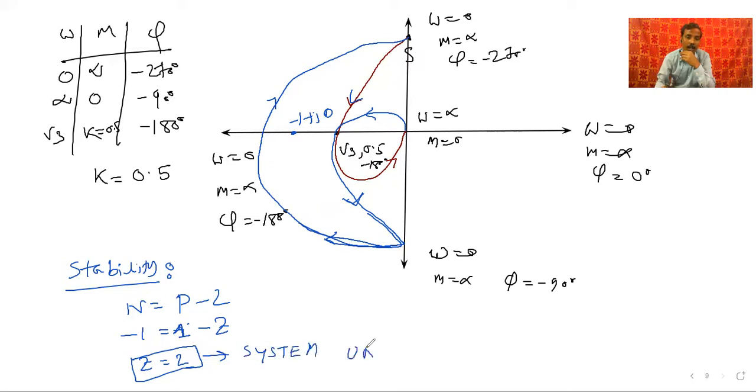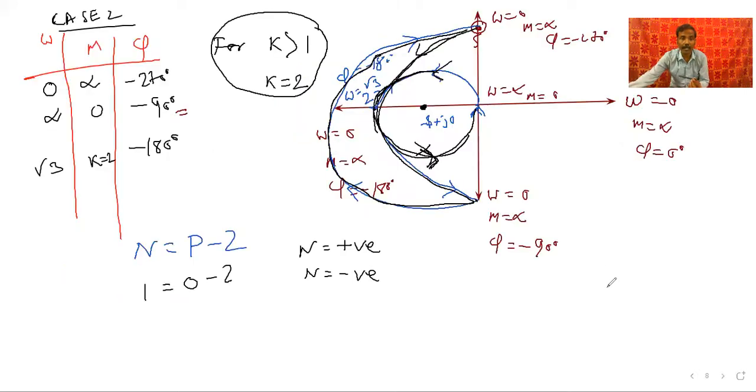This is the unstable system. So why unstable? Because Z equals 2. If Z has some value, the system will be unstable. If Z equals 0, the system is stable. So in the previous case, when k is greater than 1, in this case, this is the value 1.